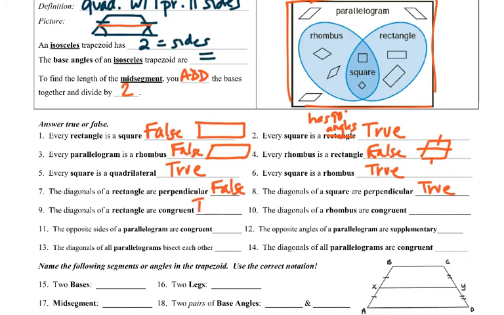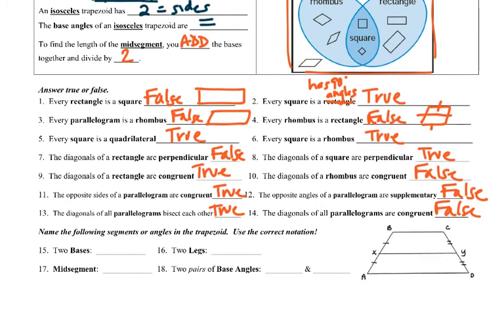The diagonals of a rectangle are congruent. That's true. The diagonals of a rhombus are not congruent. The opposite sides of a parallelogram are congruent. That's definitely true. Opposite angles supplementary, that's false. We know they're equal. The diagonals of all parallelograms bisect each other, of course, but they're not all equal. So some true and false on the properties.